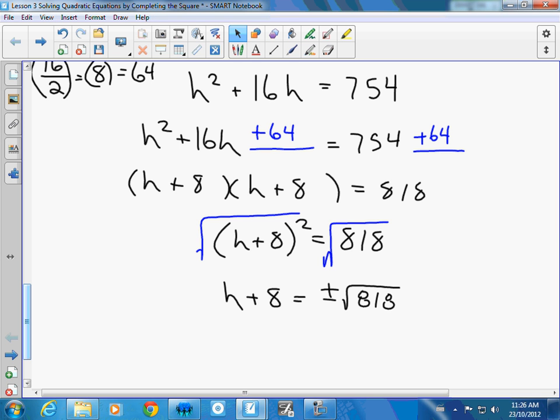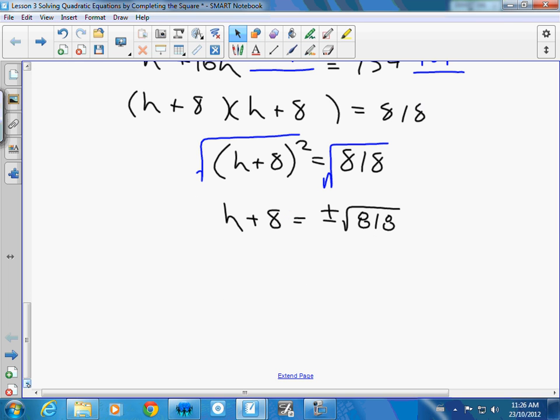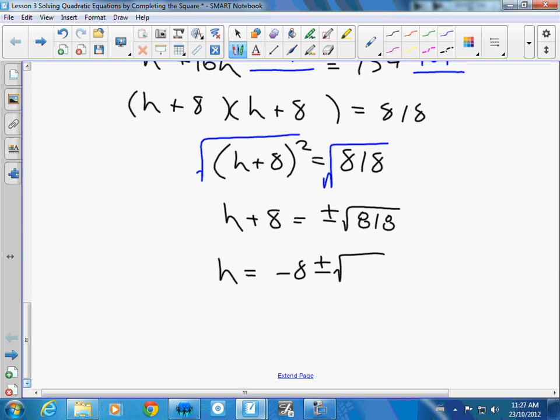Is h by itself? What's attached to it? A plus 8. How do you get rid of that plus 8? A minus 8. Okay, so basically you're moving it to the other side. So h equals negative 8 plus or minus the square root of 818. Is that correct? All we're doing is moving stuff around. It's not bad. By the fourth example, it'll make way more sense.